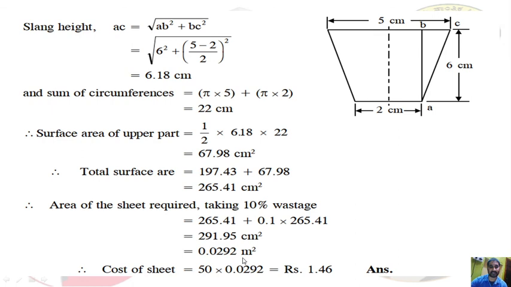The cost of the sheet is expressed in meter square. So 50 is the cost for 1 meter square. We require this much only. 50 into 0.029 equals 1.46, which is the cost of the sheet for making this funnel.